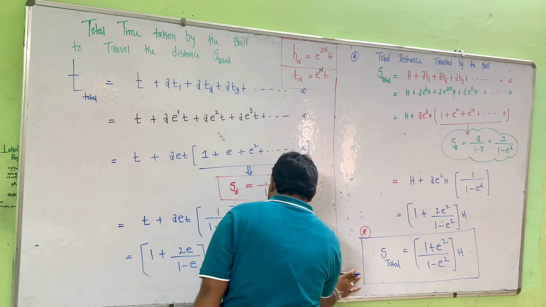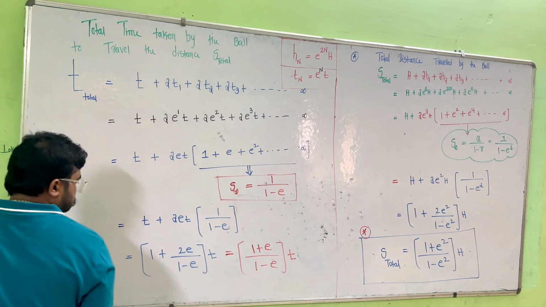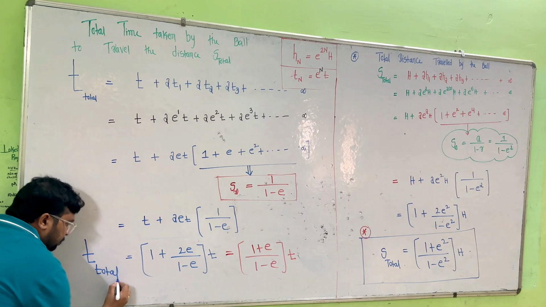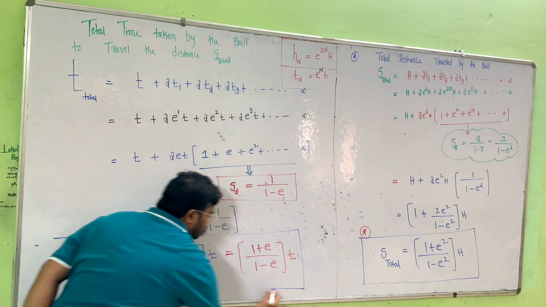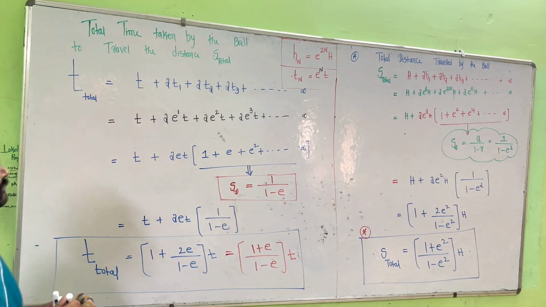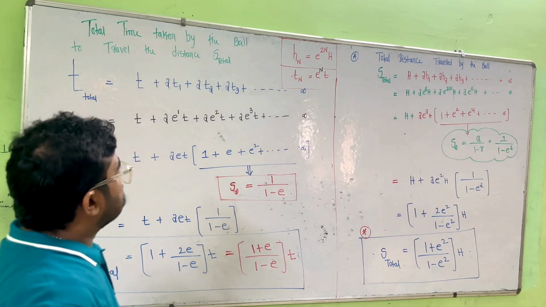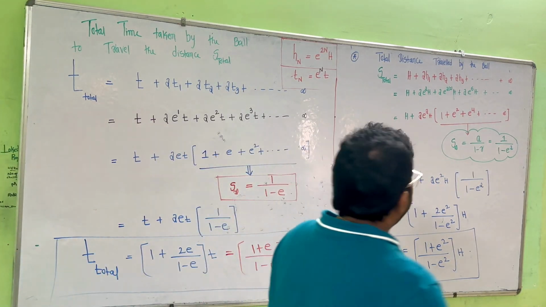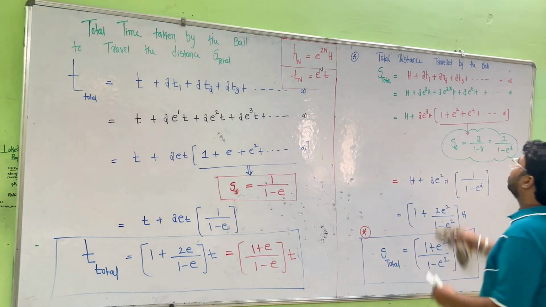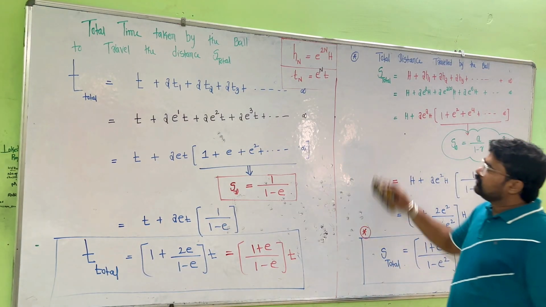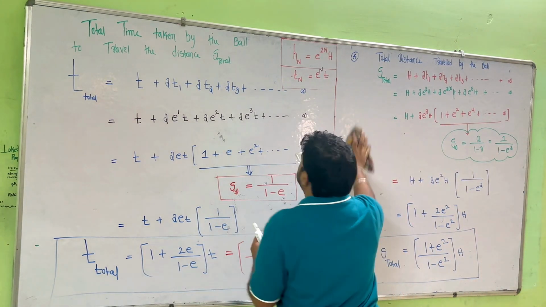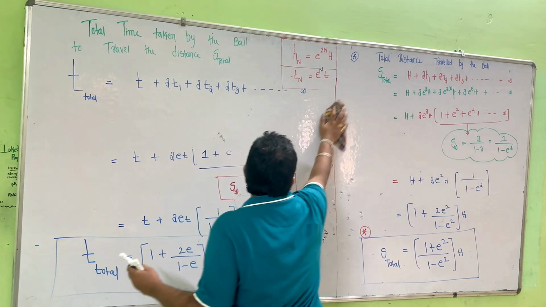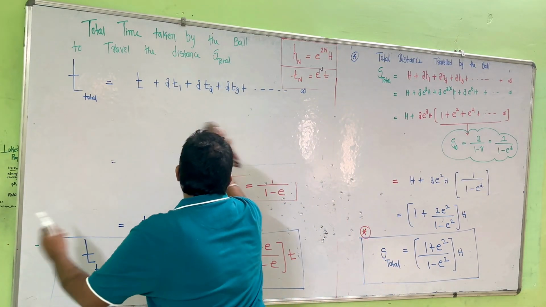Write down up to here. This is the T total, the total time taken by the ball to travel that much distance. Now, average speed of the ball. This part is completed. Focus here.